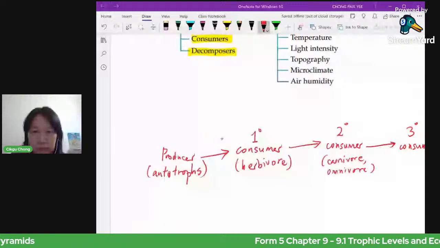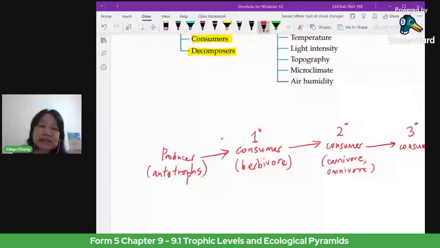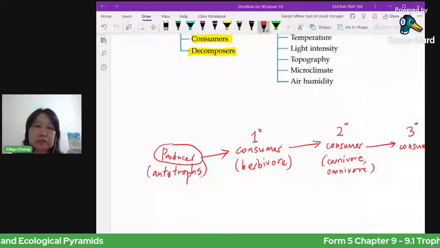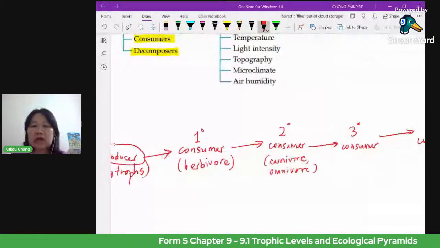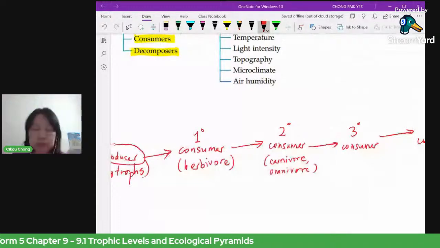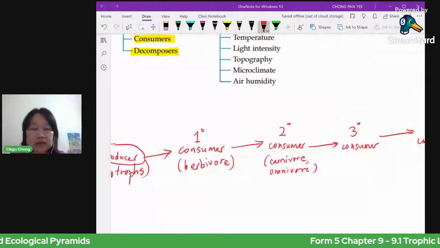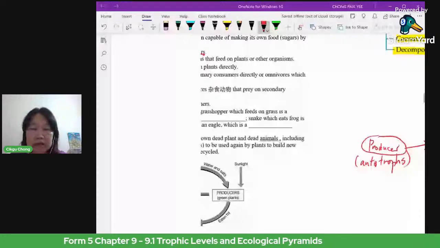So the first one is always a herbivore, because if it is a producer, the primary consumer must eat the producer. The producer must be a plant. So it must be a herbivore, okay? And all the rest can be carnivore or omnivore. So as you go higher and higher, it cannot be a herbivore. Herbivore is always the primary consumer. So you see these words, right? Primary, secondary, tertiary, and quaternary.